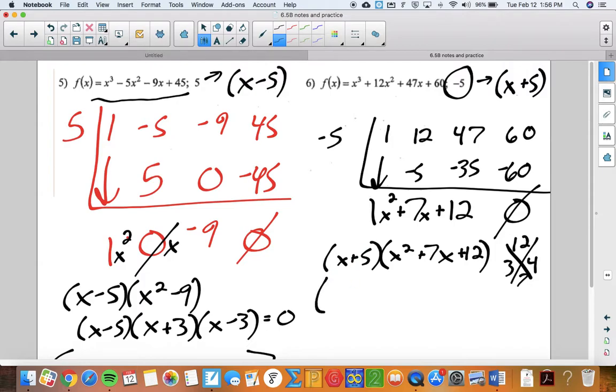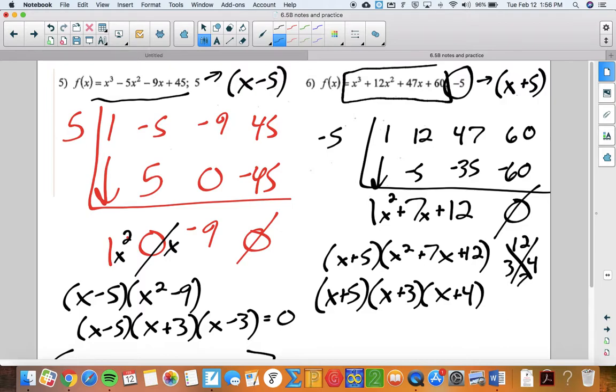So we already know that x plus 5 is a factor, but we can factor this further. So x plus 3 times x plus 4 are additional factors. So then the question comes in, what makes this polynomial, which by the way is in standard form, and down here it is in factored form, become 0? What are all the values of x that make this polynomial become 0?